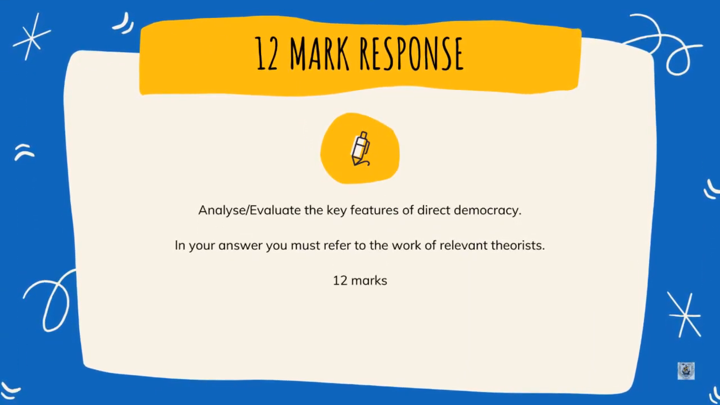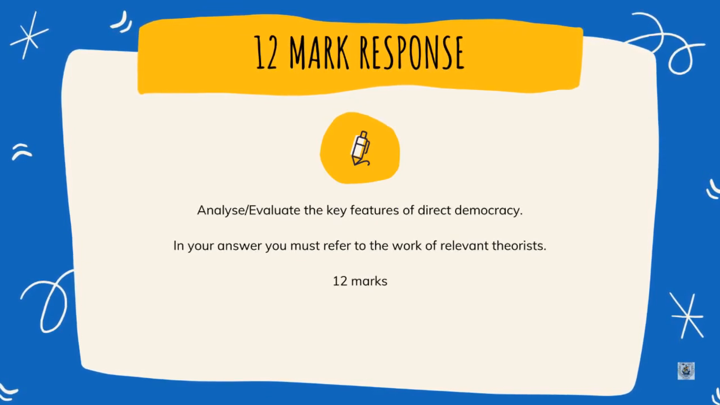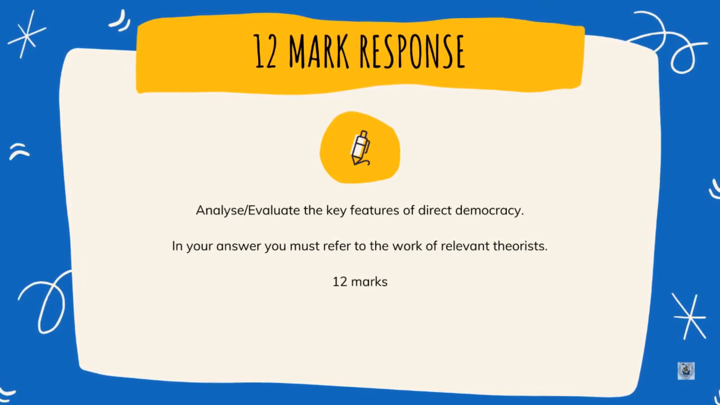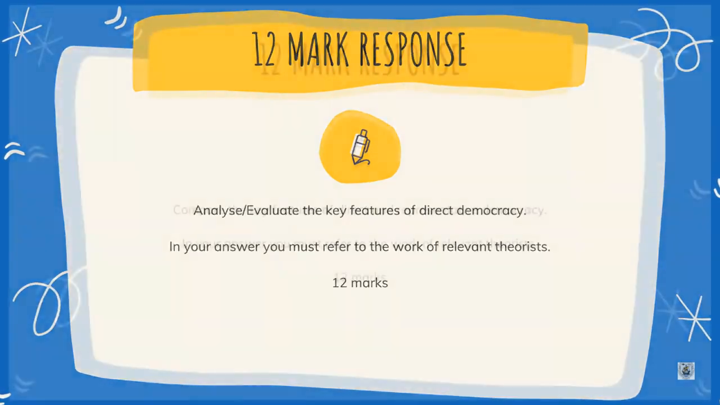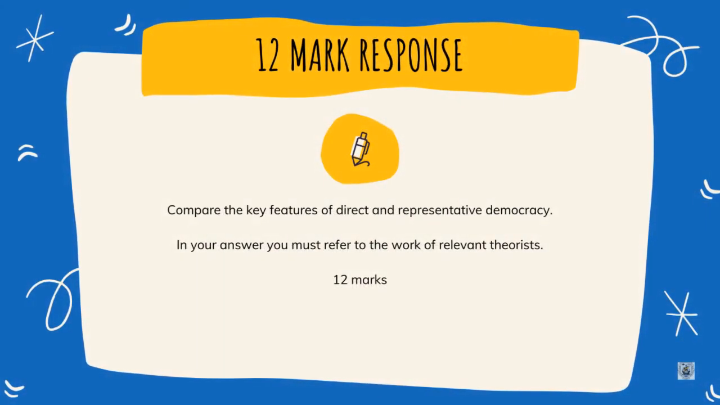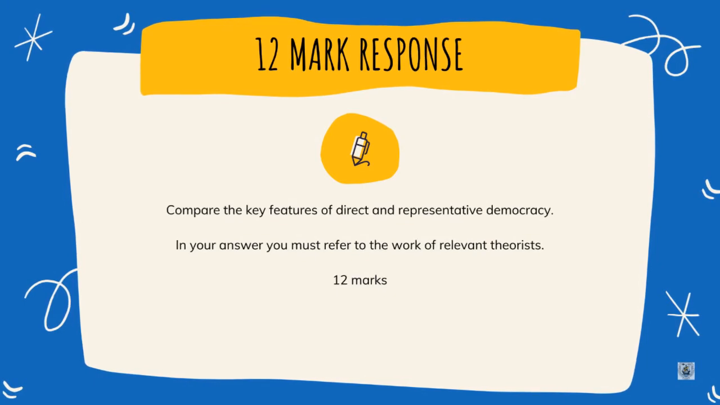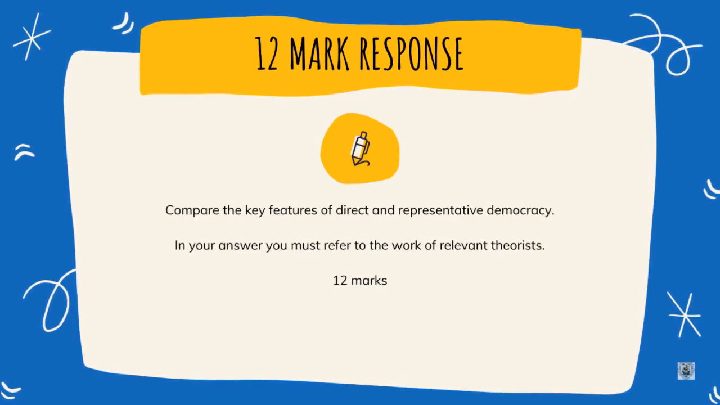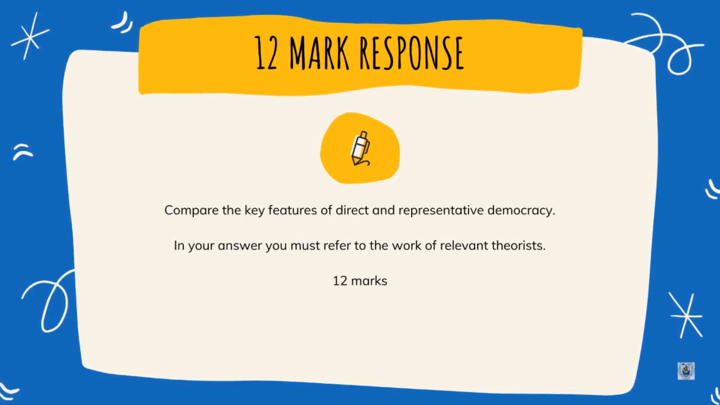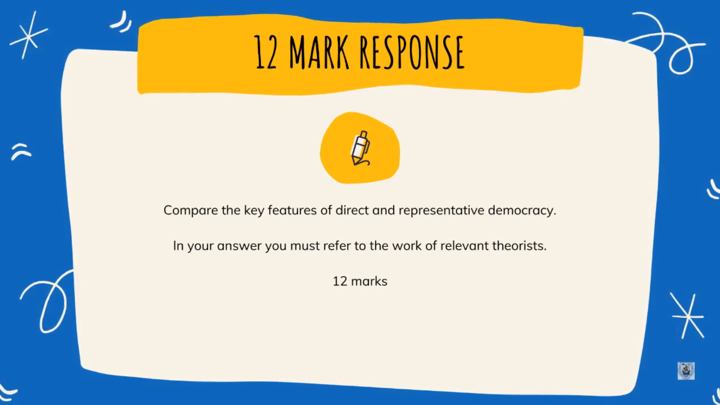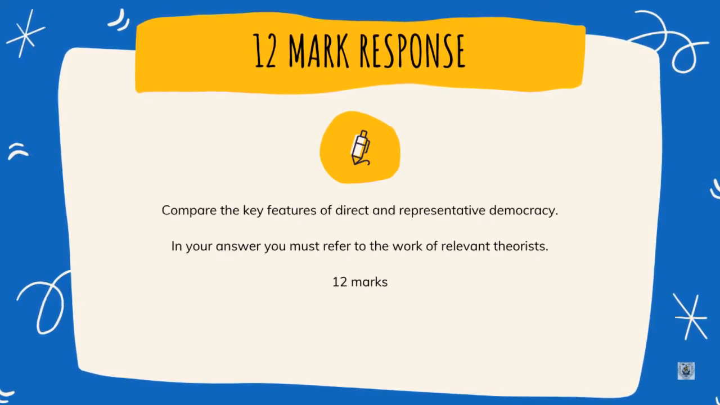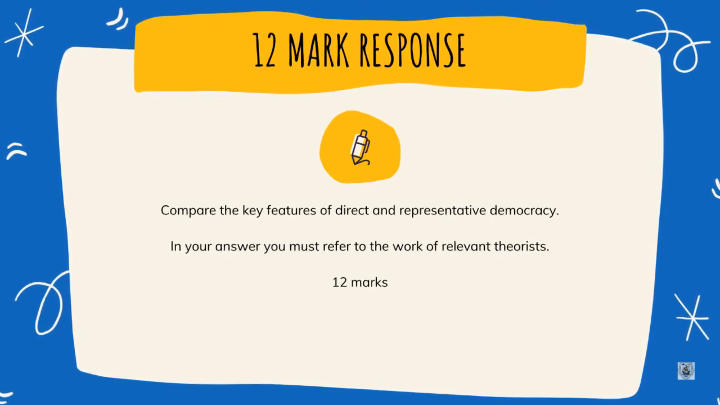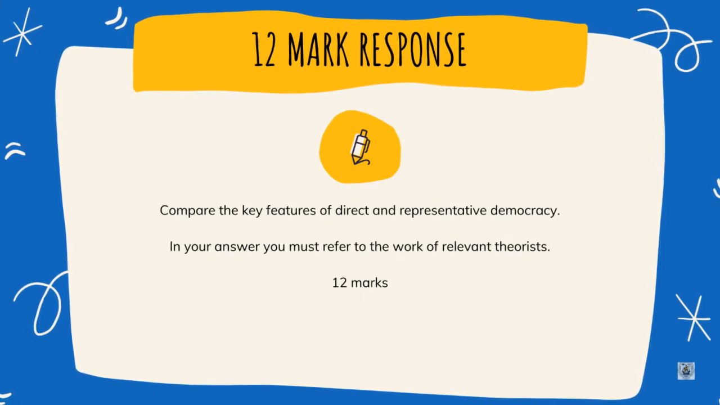Analyze or evaluate the key features of direct democracy. In your answer, you must refer to the work of relevant theorists. This question requires only a discussion of direct democracy. And compare the key features of direct and representative democracy. In your answer, you must refer to the work of relevant theorists. This question requires a comparative analysis response, unlike the first 2 questions which required a discussion of the separate forms of democracy.